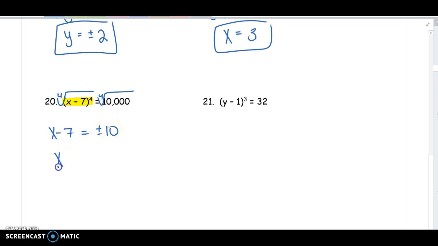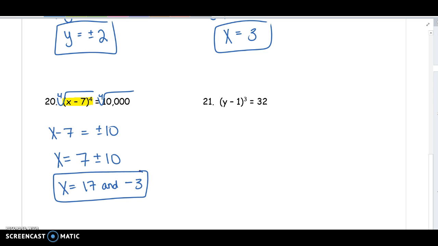Now we need to add 7 on both sides, and we're going to put that 7 in front of the plus or minus. So x equals 7 plus or minus 10. Technically, if you left your answer like that, it would not be wrong, but because 7 and 10 are both just plain numbers, we can combine our like terms and find out that our answers are 17 and, so using the plus, 7 plus 10 is 17. Using the minus, 7 minus 10 is negative 3.